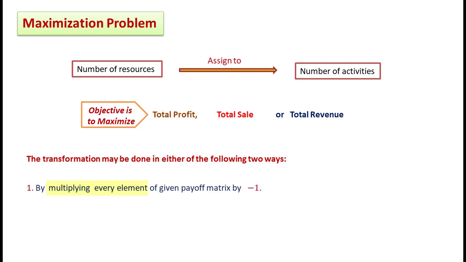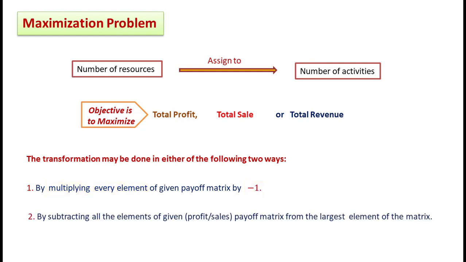First, by multiplying every element of the given payoff matrix by -1, or second, by subtracting all the elements of the given payoff matrix from the largest element of the matrix. Now we discuss some questions.